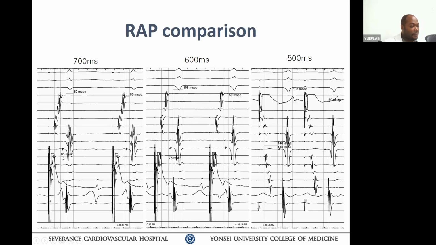So at 700, we have an AH of 65, QRS of 80, and HV of 50. At 600, there's broadening of the QRS, so now it's 108. AH conduction is slower than at 700, that is 78 milliseconds, and then HV is 50. At 500, the AH has prolonged further, 156, but then QRS is still 108, HV still unchanged.